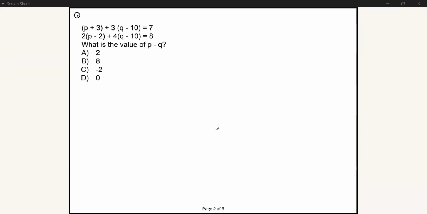Great. So here we have (p minus 2) plus 3(q minus 10) equals 7. And then the next one is 2(p minus 2) plus 4(q minus 10) equals 8. And you want to find p minus q. Okay, and then I like to look at the answer choices, see what's going on. You have a 0, which would mean that p and q are equal to each other. You have 2, -2, and 8.